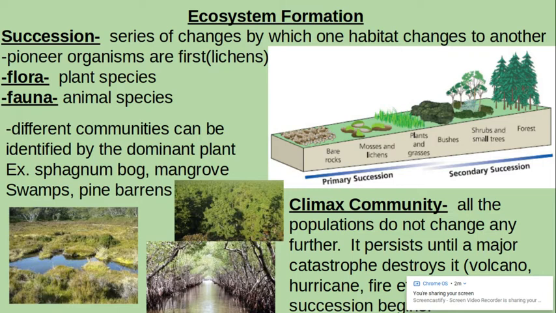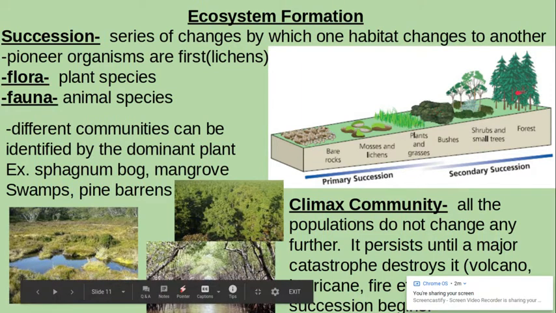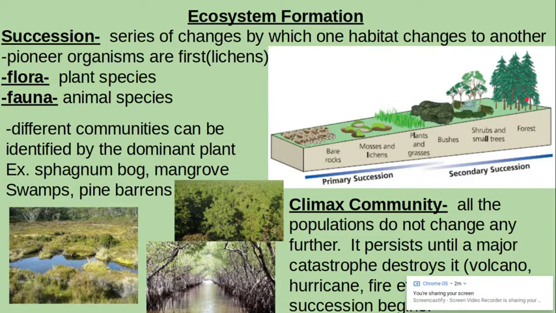The climax community. All the populations do not change any further. So this would be the last one up here, the climax at the end of the diagram. It will persist until a major catastrophe destroys it, a volcano, hurricane, fire, flooding, and then succession would begin all over again.